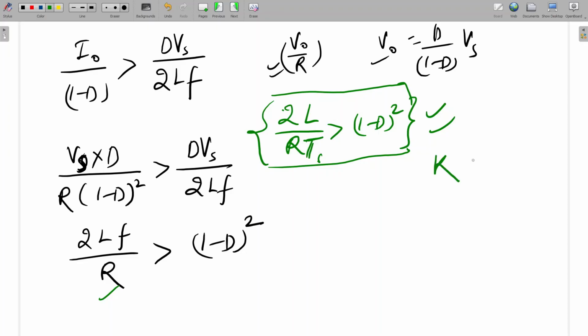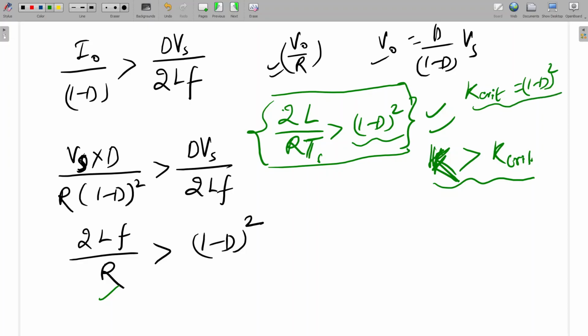So for this value, we are calling it a constant, let's say K, which should be greater than K critical. This constant will be the same for buck, boost and buck-boost. If you do the derivation for all three, this constant will be the same. If K is greater than K critical, we can say that the converter is working in continuous conduction. So this K critical for buck-boost is 1 minus D square. Similarly, we can derive it for other converters also.